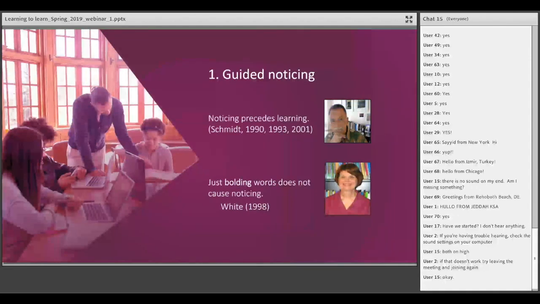So first, guided noticing. And you might be thinking, well, noticing, I've heard about noticing, but what do you mean by guided noticing? And that's exactly what we're going to look at.